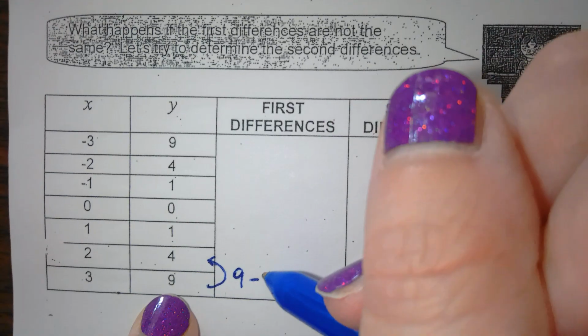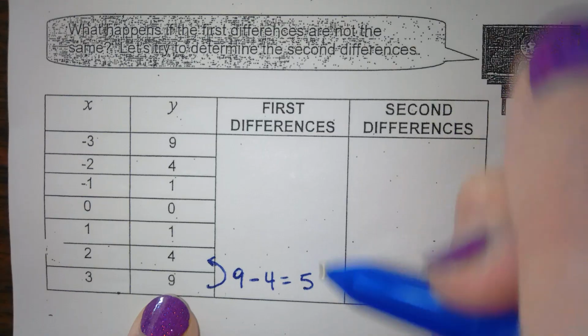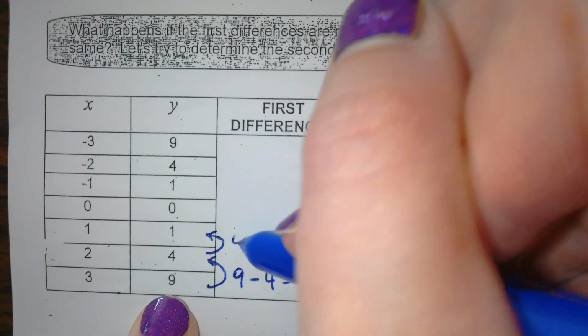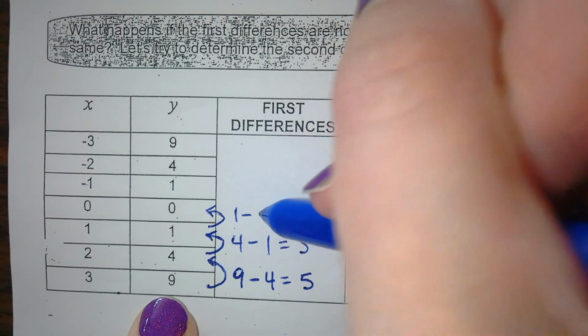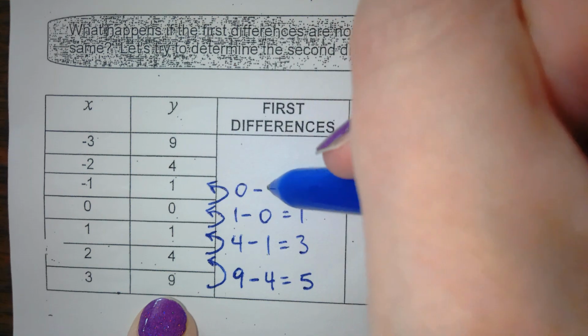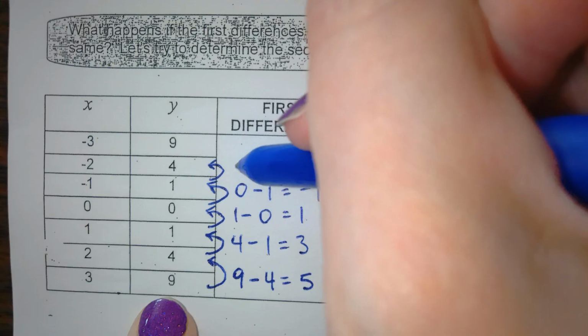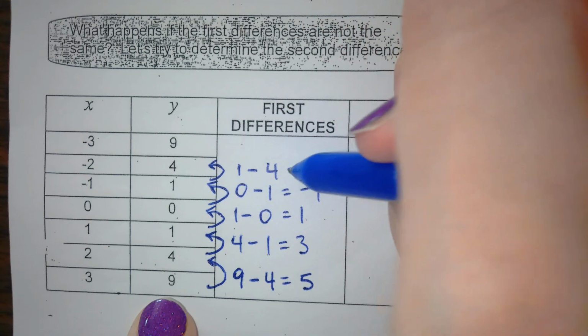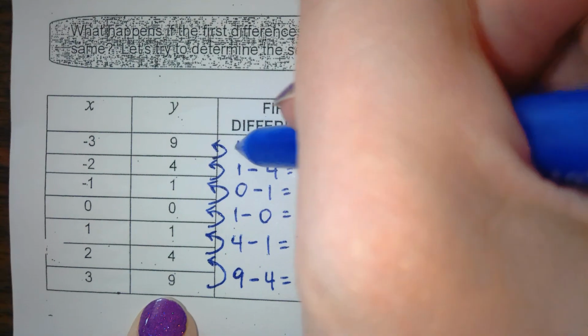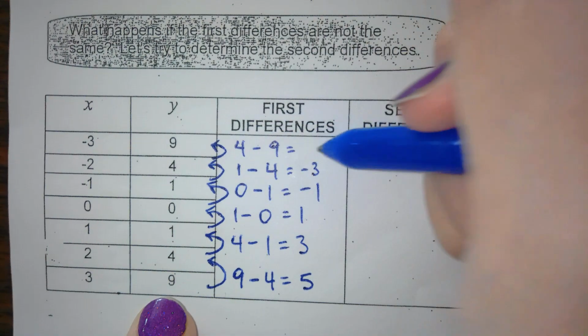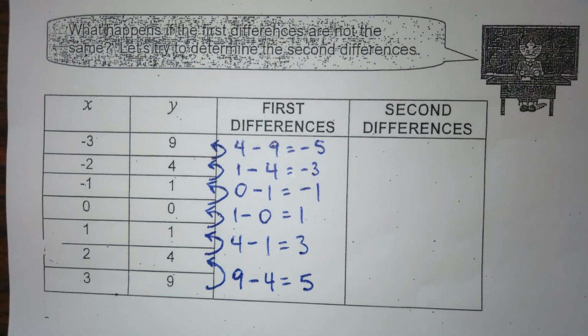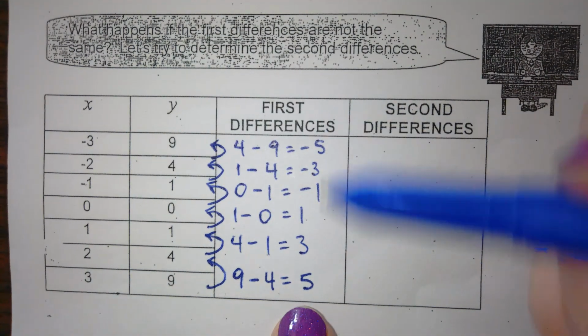All right. So 9 minus 4 gives us the 5. And then here, 4 minus 1 gives us 3. 1 minus 0 is 1. 0 minus 1 is negative 1. Negative 3. And negative 5. Okay. Do you guys see a pattern here? I kind of see a pattern, but I see that my first difference is not the same.